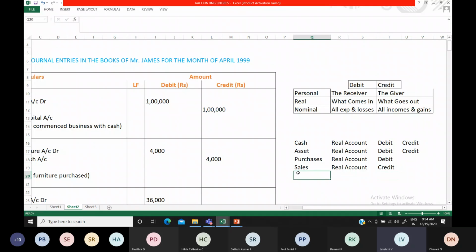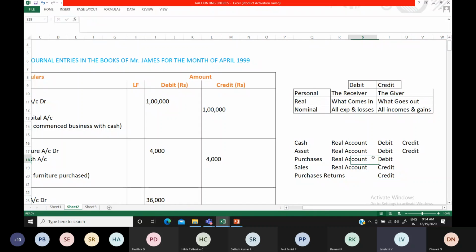So you can remember purchases returns based upon the purchases. How can I remember purchases returns? If I debit purchases, I will credit purchases returns. It will also appear under the real account only, and purchases returns you will credit.